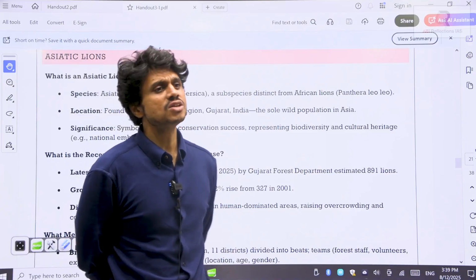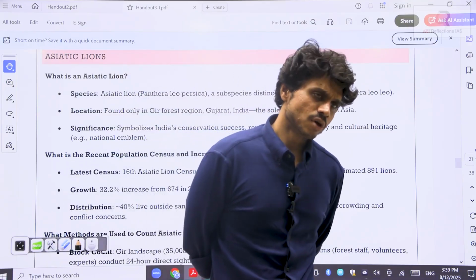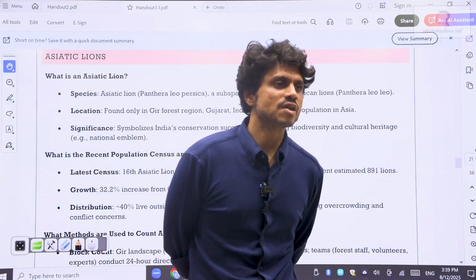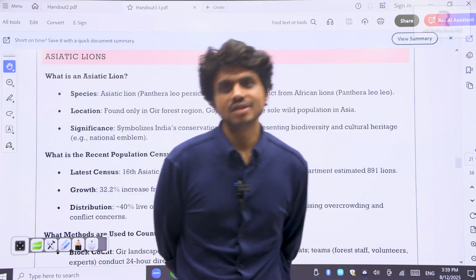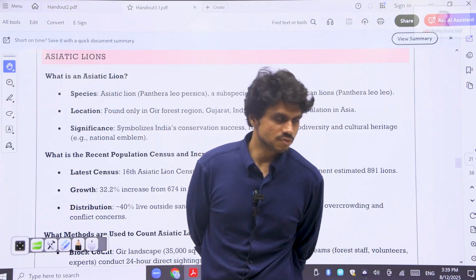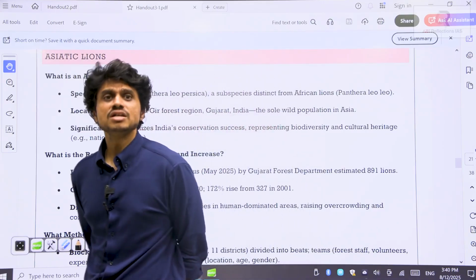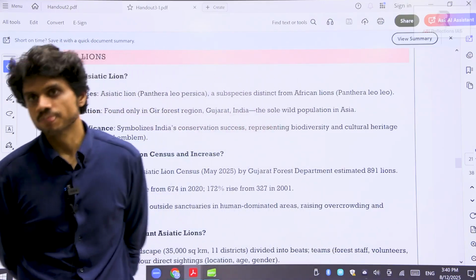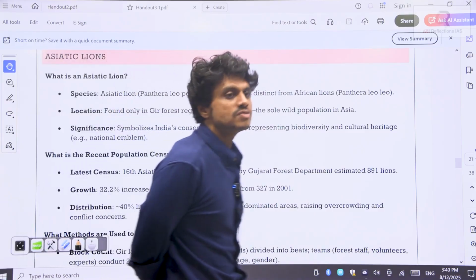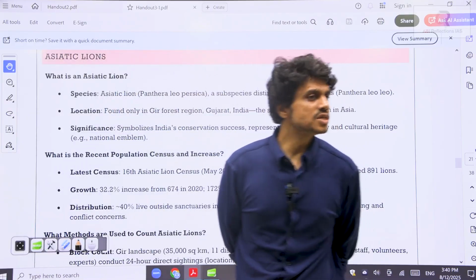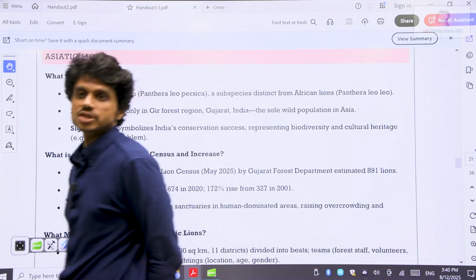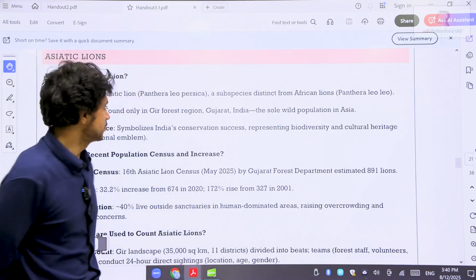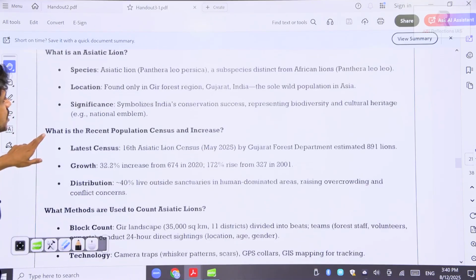So why is this in the news? There was an occasion where our Minister of Environment was talking about the lions. Basically, as per the recent census, the lion population has increased, and because of the increase, it has moved from endangered status to vulnerable status, IUCN. Okay, this was moved long back.